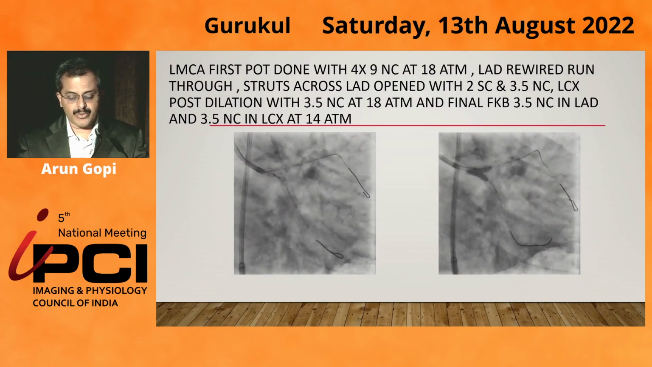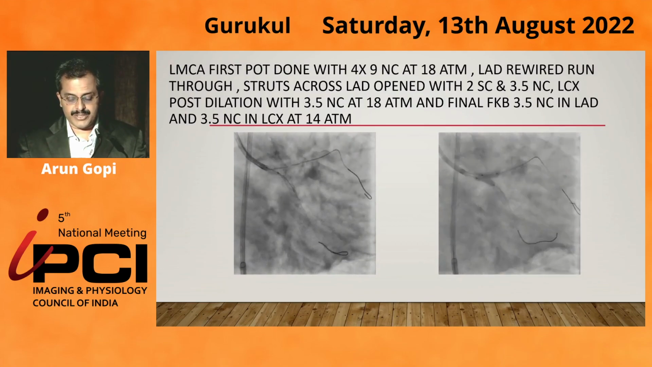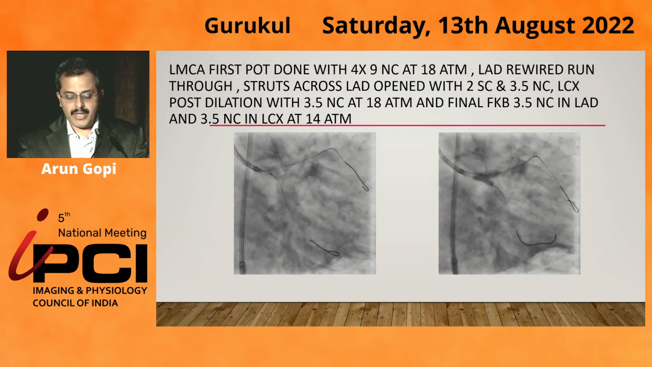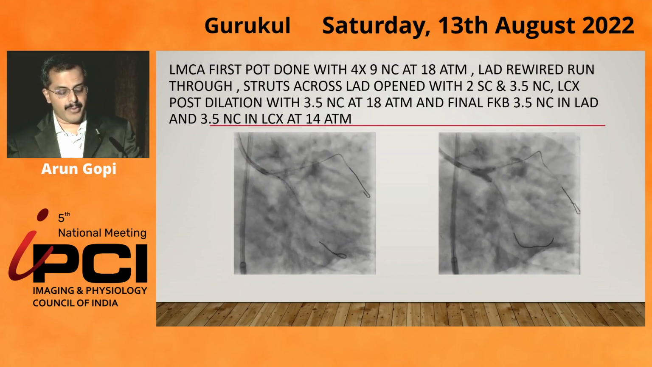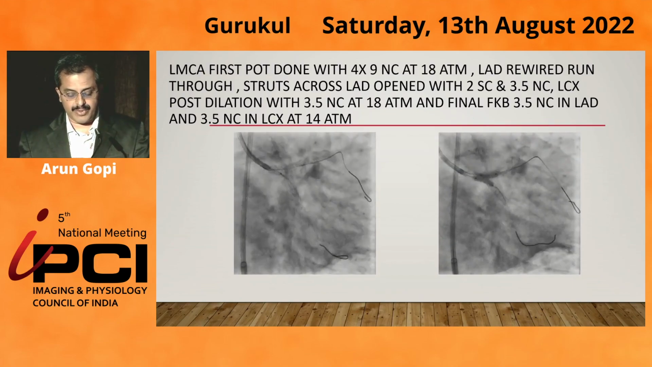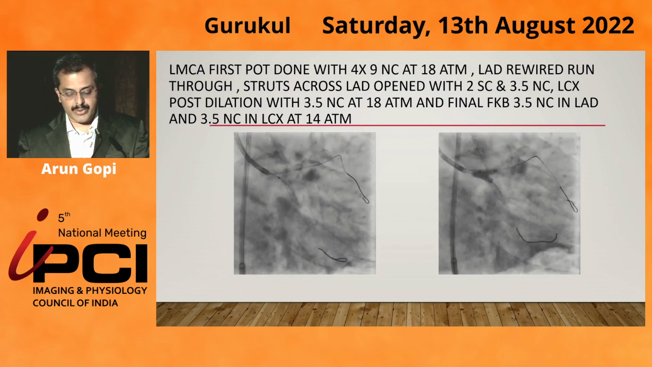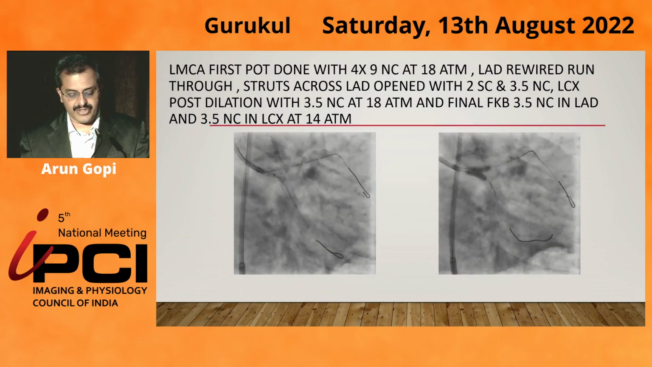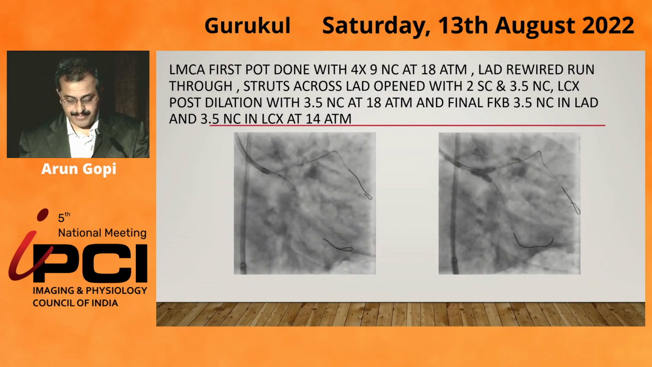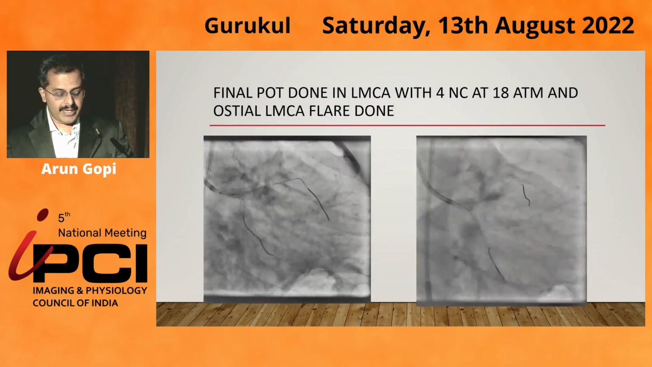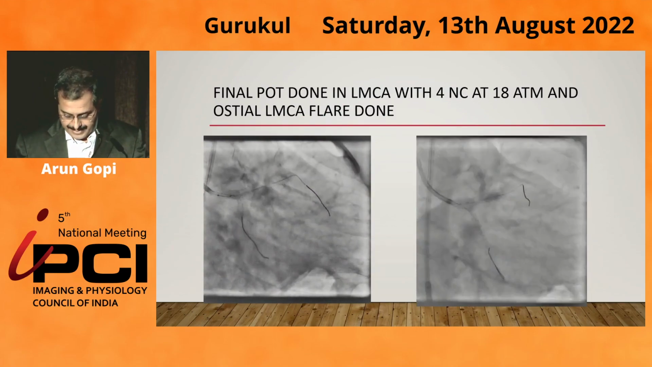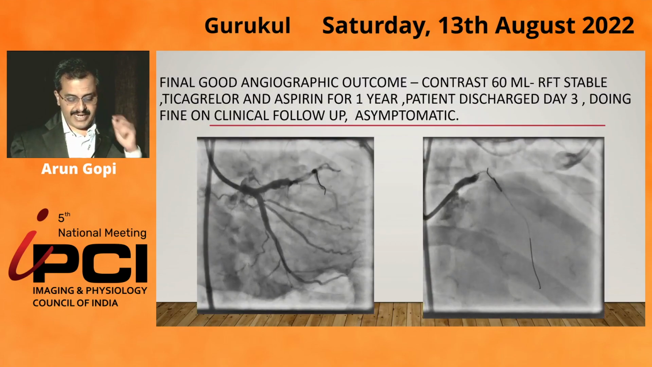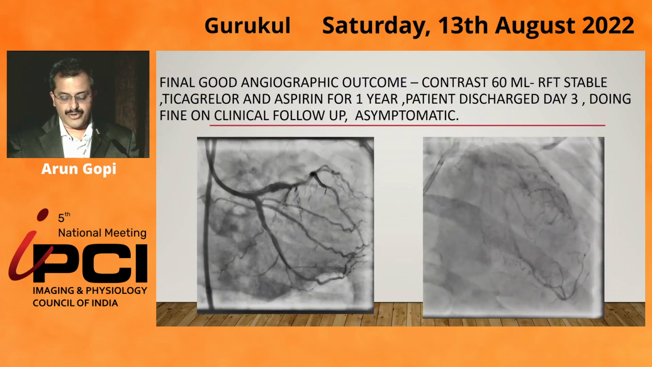Subsequently, an LM POT was done with a 4.0 non-compliant balloon at 18 atmospheres. LAD was rewired. The struts across LAD were opened with a 2.0 semi-compliant and 3.5 non-compliant balloon, and LCx was post-dilated with a 3.5 non-compliant balloon, again at 18 atmospheres. And the final kissing balloon was done with a 3.5 non-compliant balloon in LAD and a 3.5 non-compliant balloon in circumflex. And then a final POT to LMCA was done with a 4.0 non-compliant balloon at 18 atmospheres with an ostial flare. So this is the final angiographic outcome. About 60 ml of contrast was used.